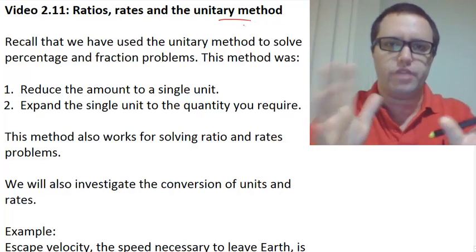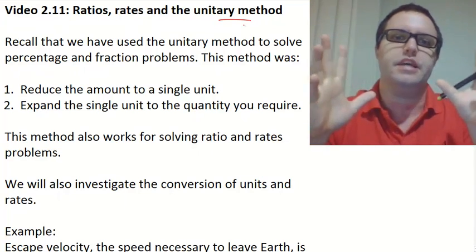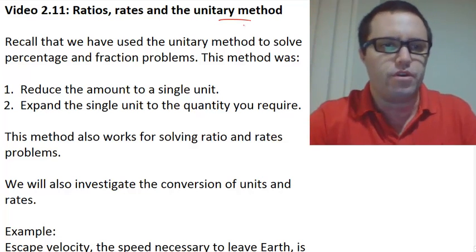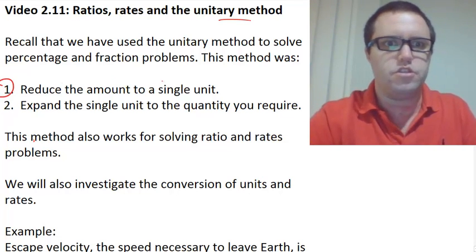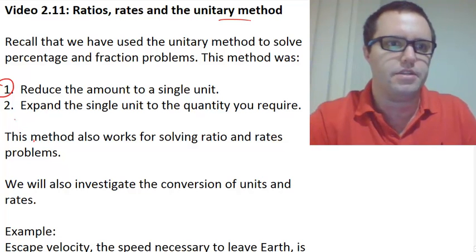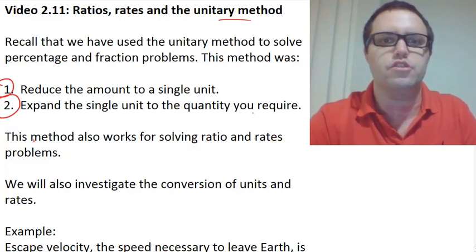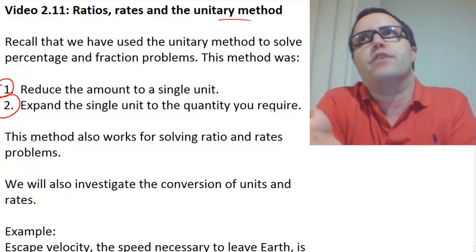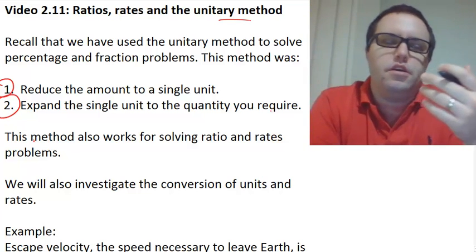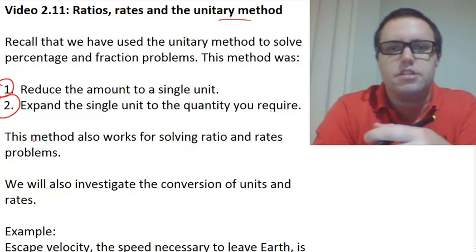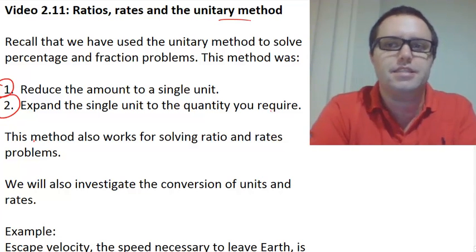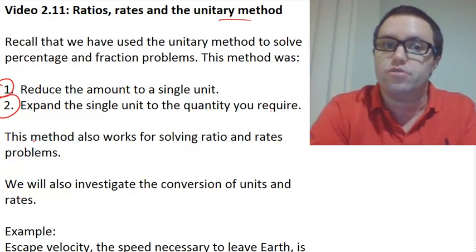So recall that we've used the unitary method before to solve percentage and fractions problems. And this method was, firstly, to reduce the amount to a single unit, and then we secondly expand the single unit to the quantity you require. So remember, say if we had 65% of something was X amount of dollars, you would divide both by 65 to get 1% is such and such dollars, then you would multiply, say, by 80 to get what the 80% was of the original quantity.